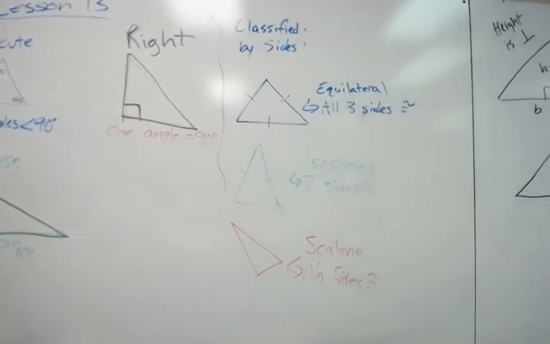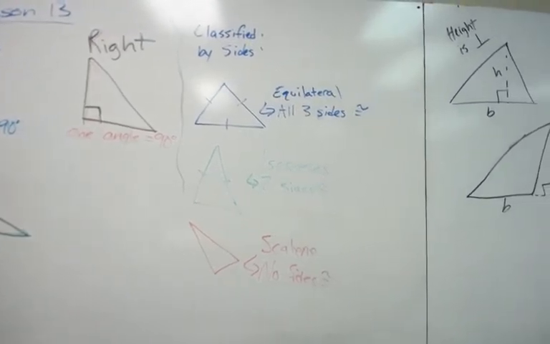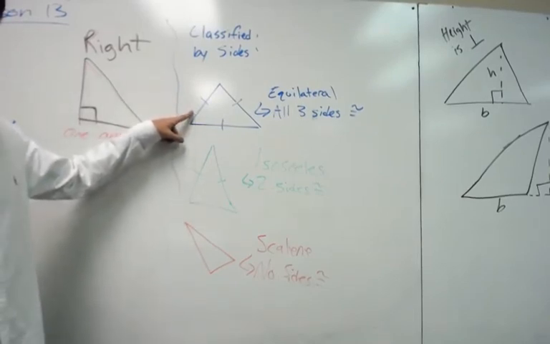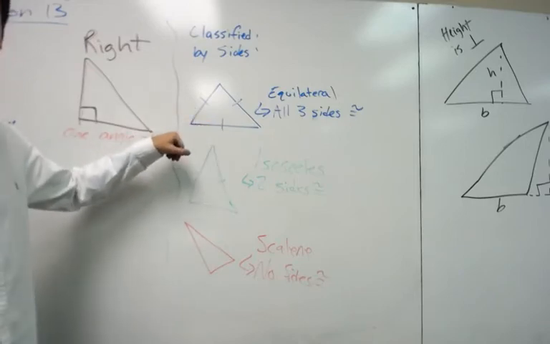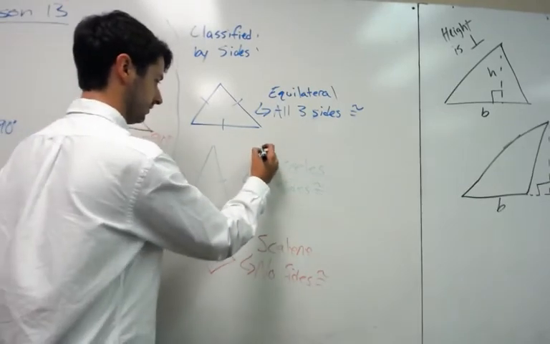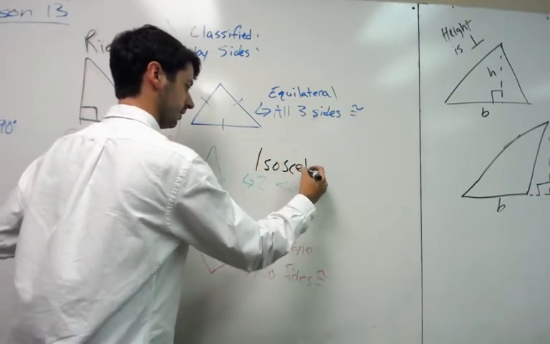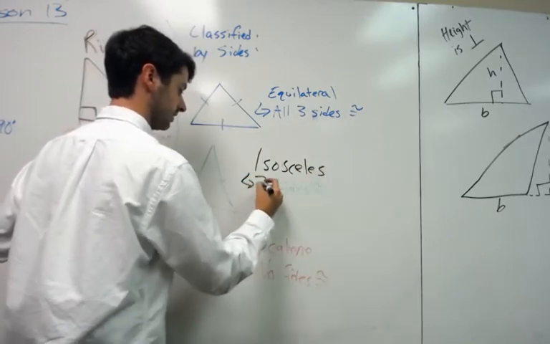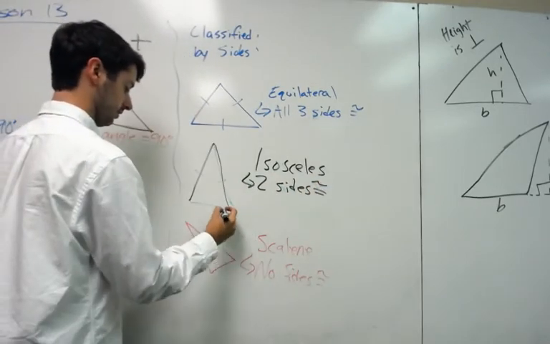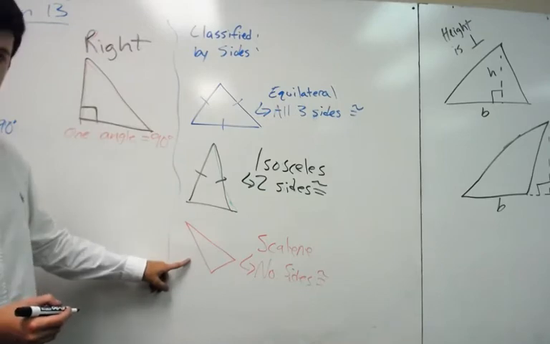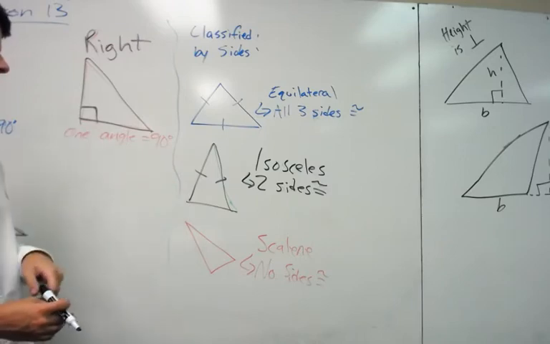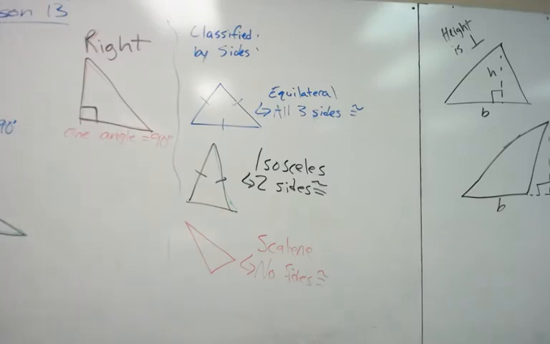You also have three ways to classify triangles using their sides. The first one is an equilateral triangle. Equilateral triangle, all three sides are the same length. They're congruent. Isosceles triangle, I'll trace this. Isosceles has two sides that are congruent. And then the scalene triangle, no sides are congruent. So that's kind of the progression there of different triangles being classified by their sides.